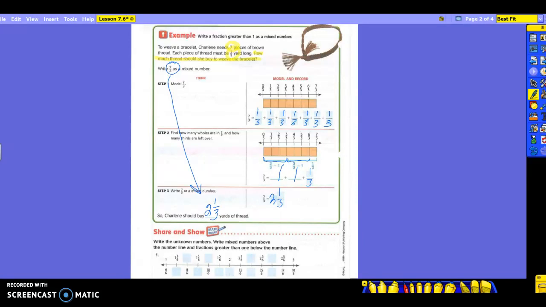All right, let's look down here. Got lots of stuff going on in the share and show question down here. We're going to write the unknown numbers. We're going to write mixed numbers above the number line and our fractions greater than 1 below the number line, so you can see some things that match up. Okay? So if you notice, they start out with 1. 6/6 is equal to 1. So if they have 1 and 1/6, how many sixths am I going to have in a fraction? 7/6. So that's what's going to go there.